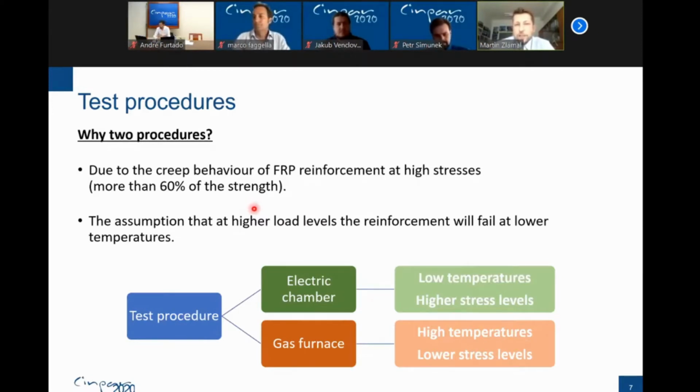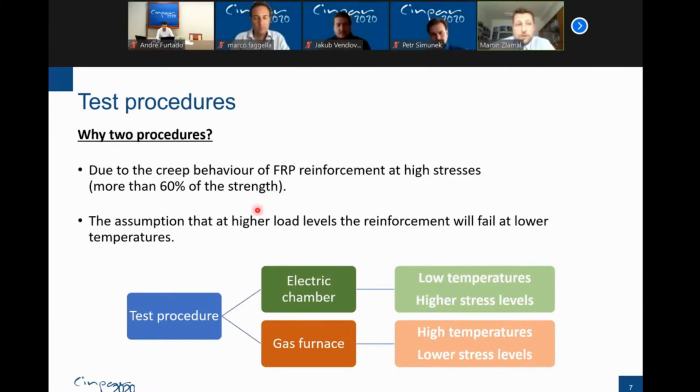Therefore, we suppose for the high stress levels, it's better to use the electric chamber in which we first apply the temperature, then we apply the loading, so we will prevent the influence of the creep. And for the lower stress levels, we use the gas furnace. In this furnace, we first apply the loading and then we apply the temperature. And of course, the stabilization of the stresses in a reinforcing bars will take some time, sometimes more than 15 minutes. So the negative effect of the creep is not present here because we use only lower stress levels, lower than 60% of the strength.